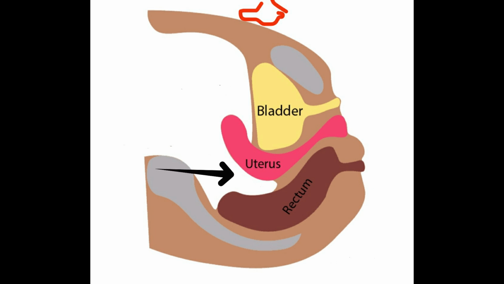This is the cul-de-sac behind the uterus, in between the uterus and the rectum. This is the rectum. Here is the sacral bone lying behind the rectum. So now we will move toward the ultrasound image.